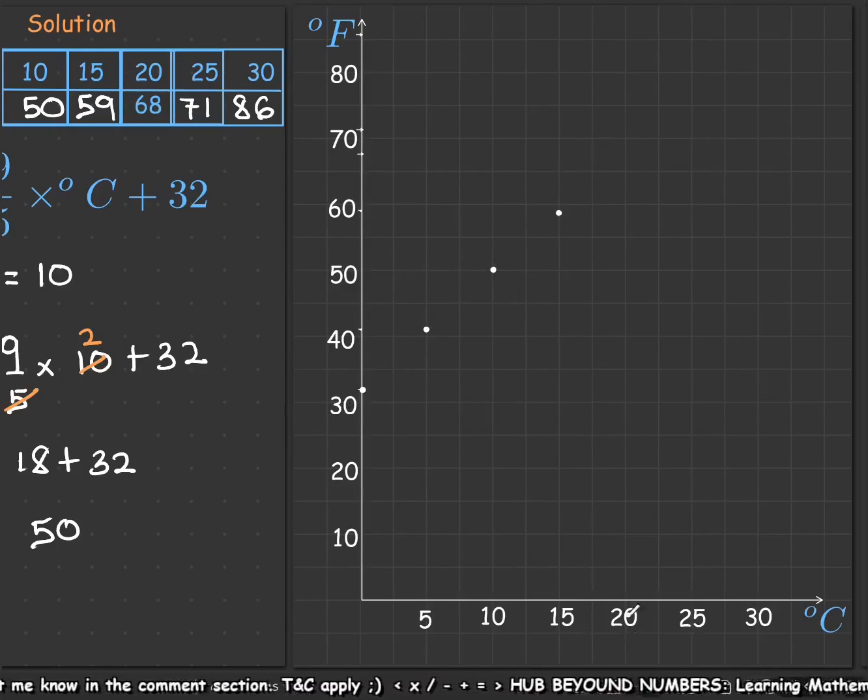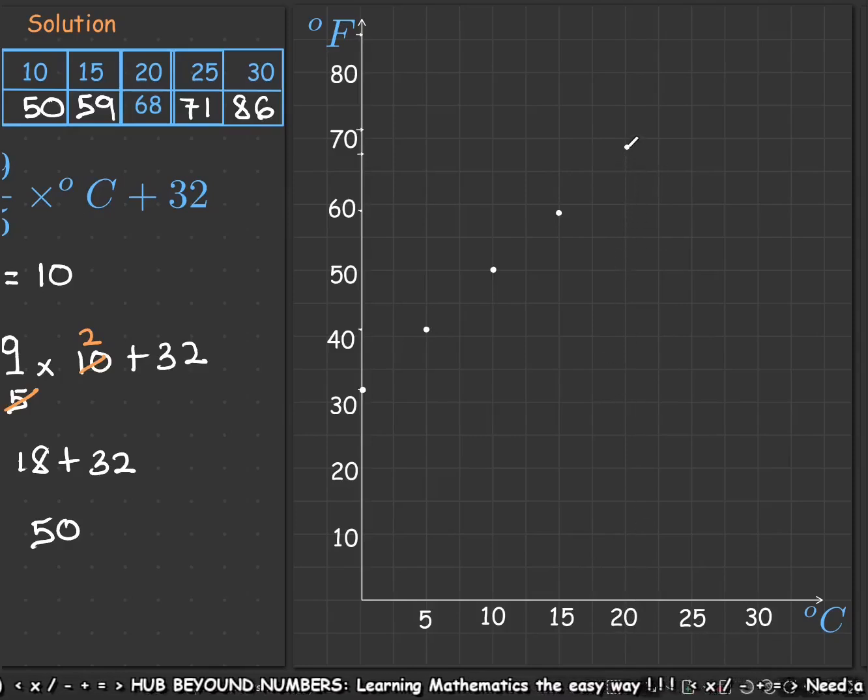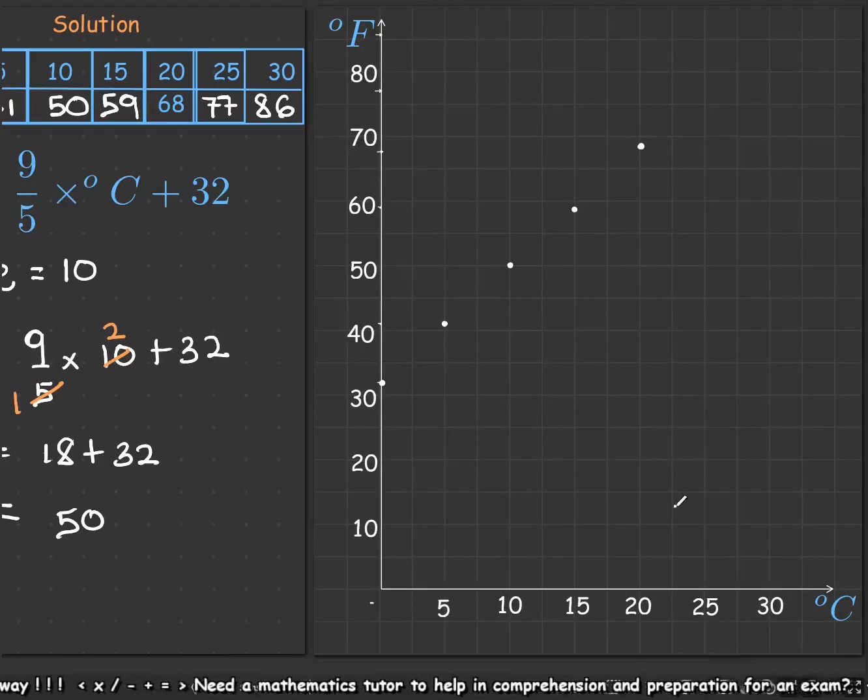Next one was 20, 68. So on our Celsius, we have about 20, and then we go up to what, 68. So 20, 68, that is this over here. So for the next one, we have what, 25, 77. So 25, then we move up to 77, and that is what we have here. So you do your demarcation. So 25, 77, I have that here.